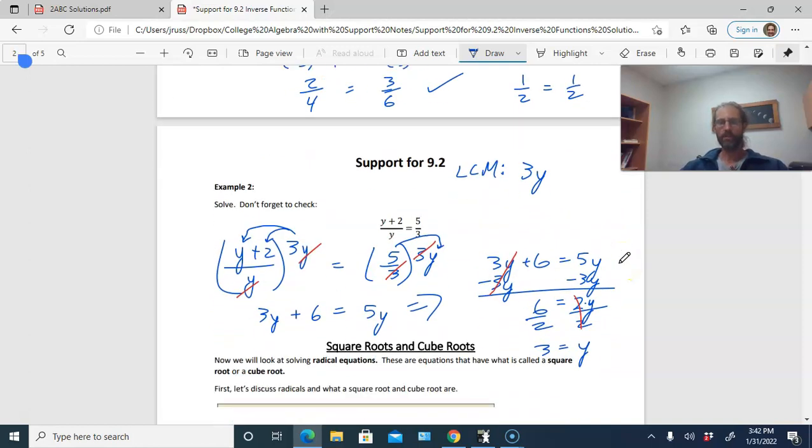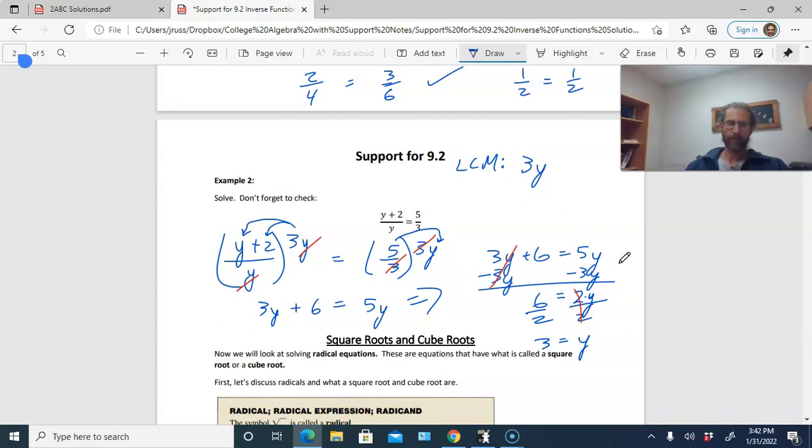And you could check this one as well. I'll show it up here real quick. Go back to your original equation and plug 3 in for those y's. So 3 plus 2 divided by 3 is equal to 5/3. Well, 3 plus 2, guys, is 5, so you get 5 over 3 is equal to 5 over 3. So that's true. That means that 3 is the solution.